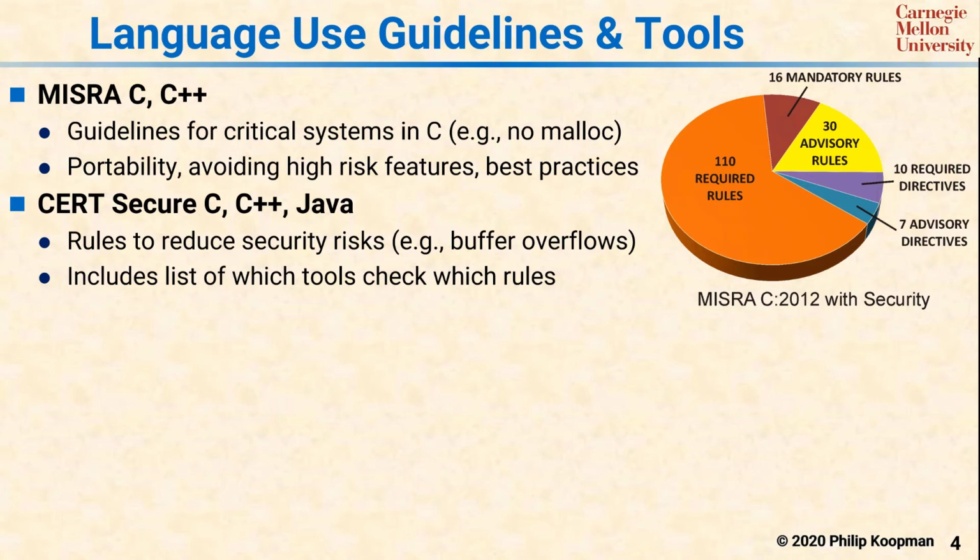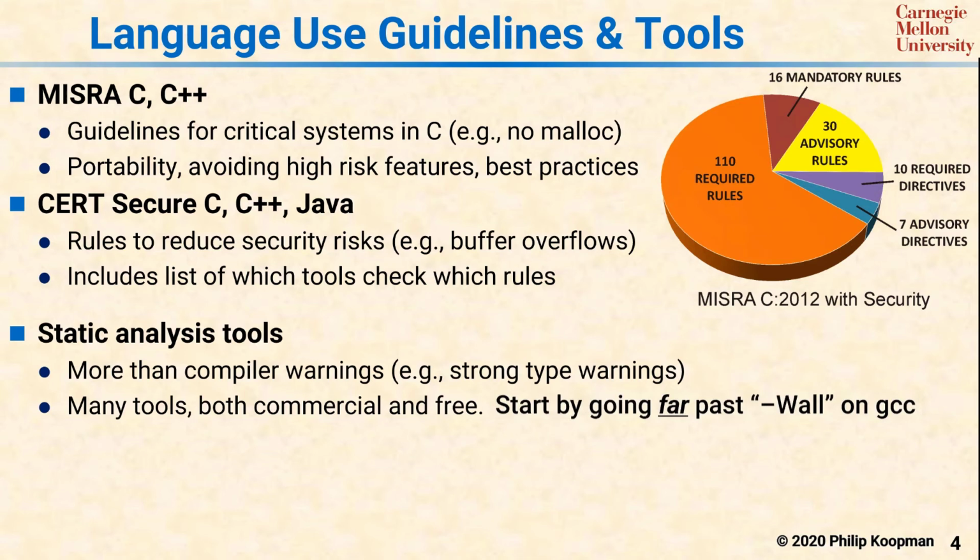In conforming to these guidelines, it's helpful to use tool support. Static analysis tools act more or less like compilers, but instead of generating code, they generate warnings. One type of especially useful warning is called a strong typing warning, which warns when variables which have the same underlying machine type have different meanings, such as feet versus meters.